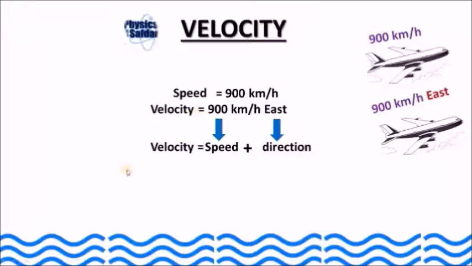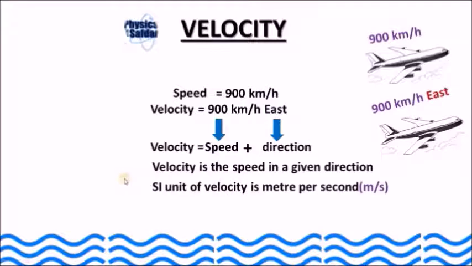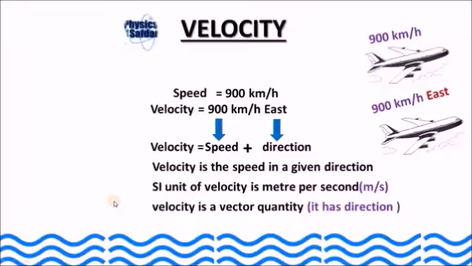Now move on to the definition of the velocity. You can define velocity as the speed in a given direction. For the measurement of velocity, we use the SI unit meter per second, and it has a direction. That's why velocity is called a vector quantity.